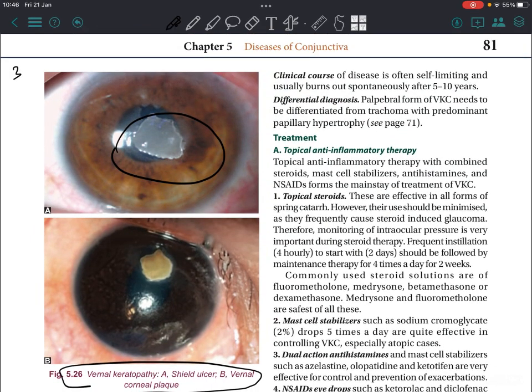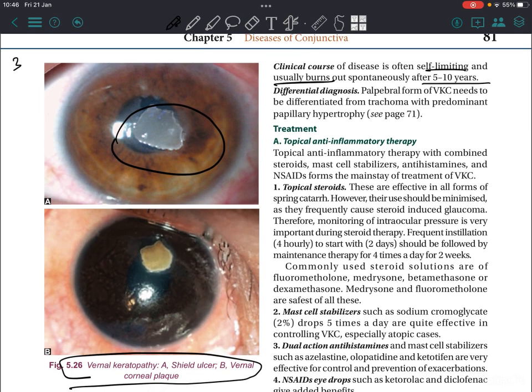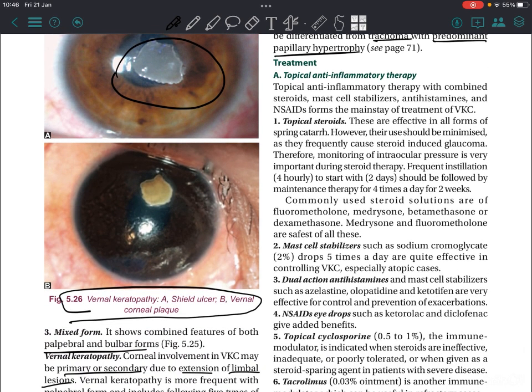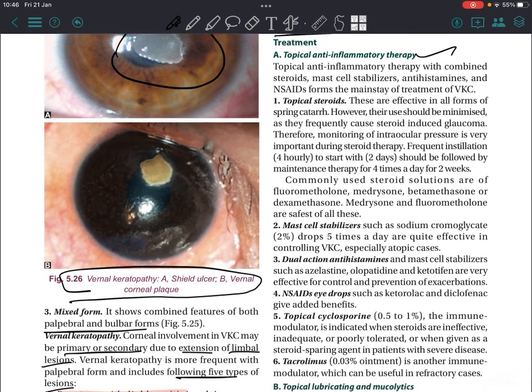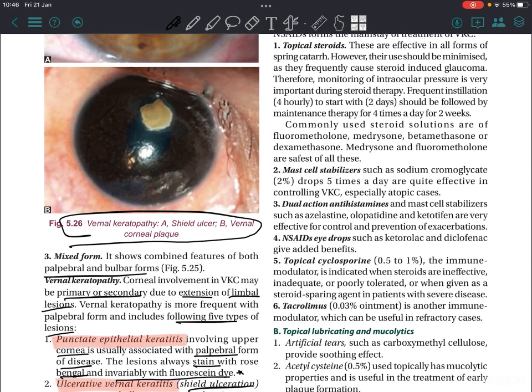Clinical course of disease is often self-limiting and usually burns out spontaneously after 5 to 10 years. Differential diagnosis: the palpebral form of VKC needs to be differentiated from trachoma with predominant papillary hypertrophy. Topical anti-inflammatory therapy: NSAIDs, antihistamines, mast cell stabilizers, etc. can be given. Topical steroids.